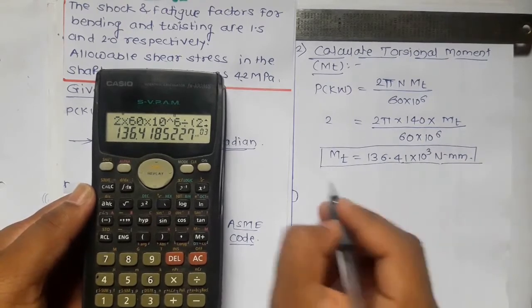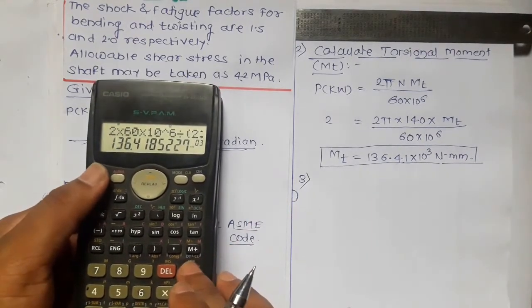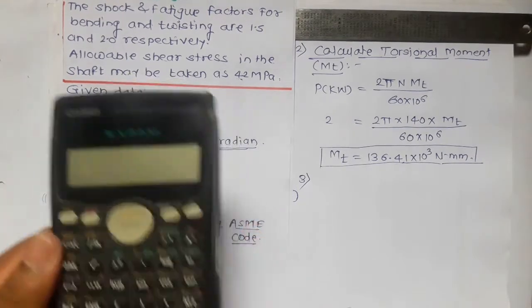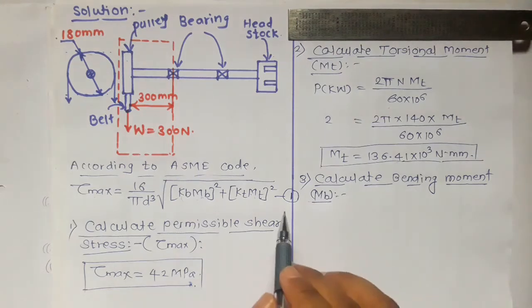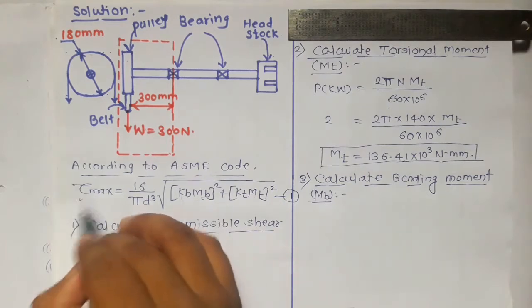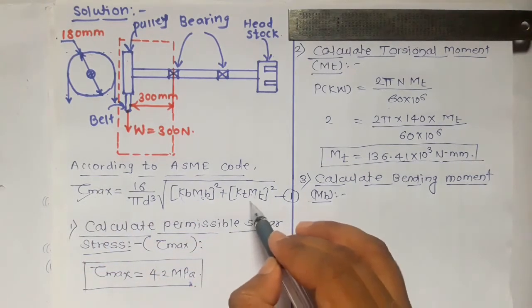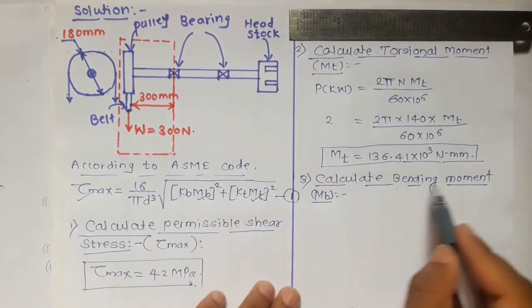Now the third point that we have to determine is the bending moment. So let us write the heading for calculating the bending moment MB. We have determined tau; here tau max is directly given. We have determined MT from the power. Now it's our turn to find out this MB, that is the bending moment.